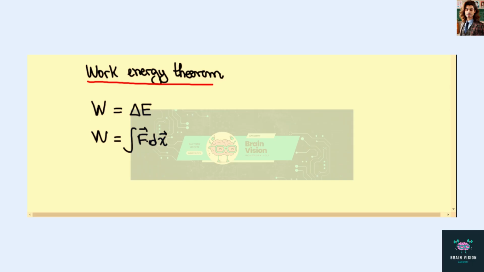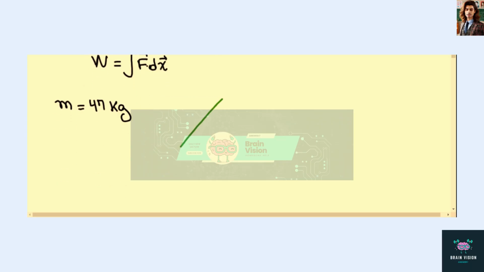Okay, so in our problem, we have a boy on a wheelchair. The boy has a mass of 47 kilograms, and he is on the crest of a slope. So this here is the slope. The boy is on the top on his wheelchair. Sorry for my bad drawing. And the height of the slope is 2.6 meters, while the length is 12.4 meters.